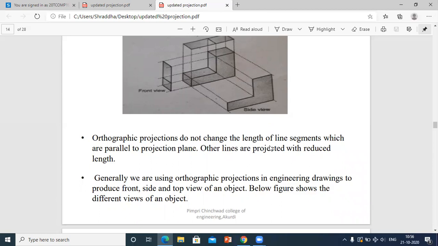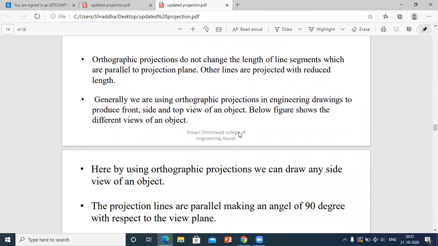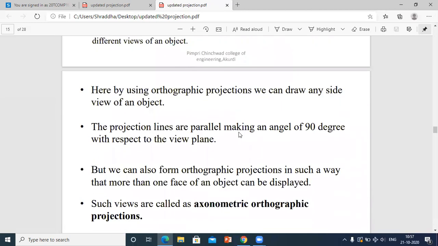Okay, generally we use orthographic projections in engineering drawings to produce front, side, and top views of an object. The above figure shows the different views of an object. Sorry, it is written as below by mistake. So this figure shows the top view, front view, and side view. This is the view of an orthographic projection. Here by using orthographic projections, we can draw any side view of an object. Suppose any job or material or object is given to you, with the help of orthographic projection you can draw a particular side view, front view, or top view of the object.